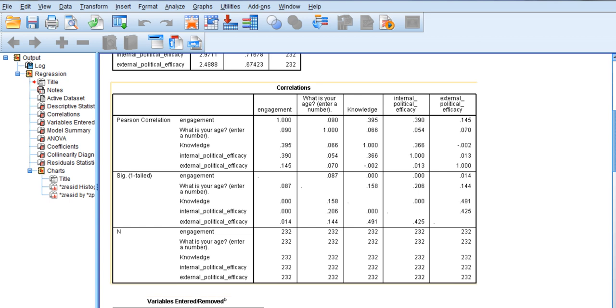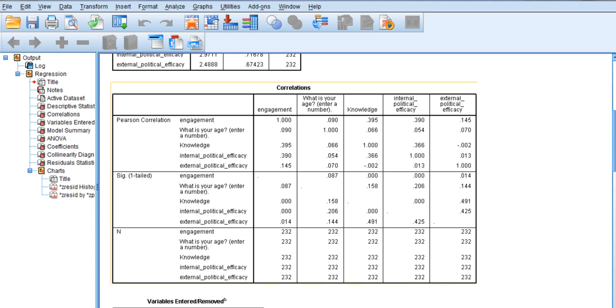If any are incredibly strong, we might not want to enter those two predictors in the equation together because they would pretty much cancel each other out in predicting the variance in the criterion variable. But here we don't see any incredibly strong correlations, certainly nothing above 0.8 or 0.9, so we're okay to proceed.